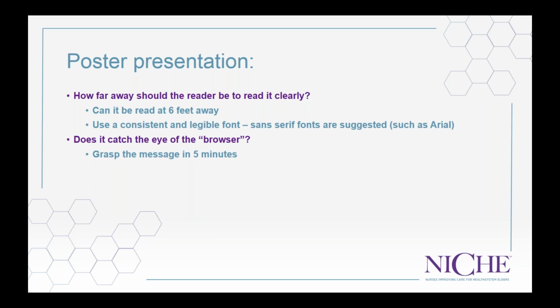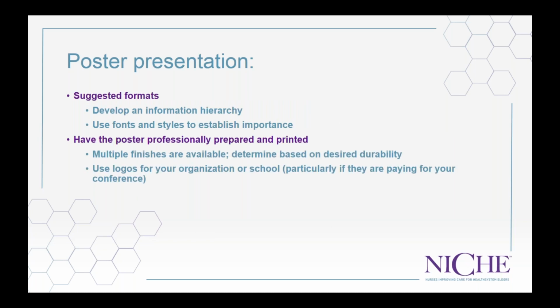So you want to look at your formats, and you want to think about your information. You want to have an information hierarchy and use the fonts and the styles and colors to establish importance. You want to have your poster professionally prepared and printed. The lamination is important because that improves your durability. And you want to find out from your organization or school, particularly if they're paying for the conference, how you have their logo put on your poster.